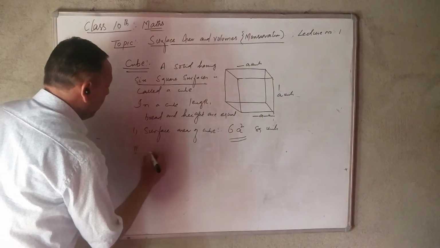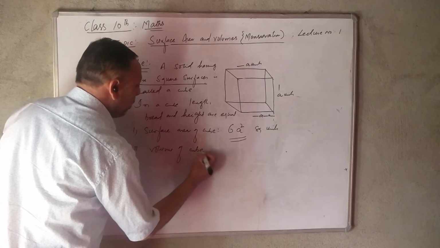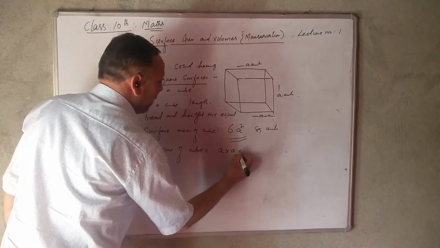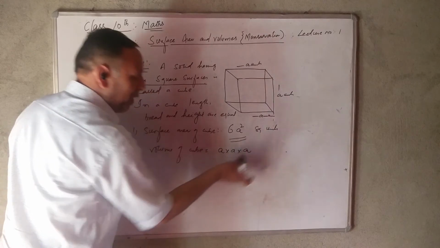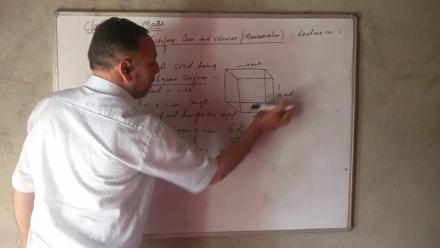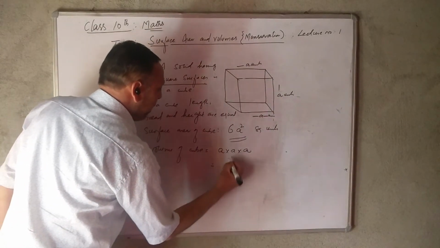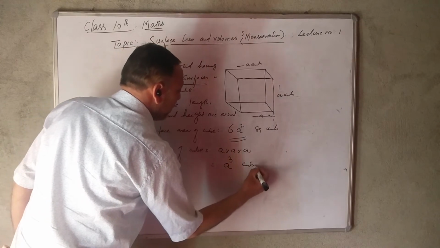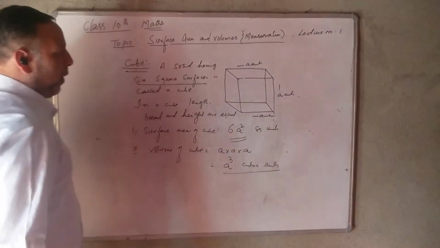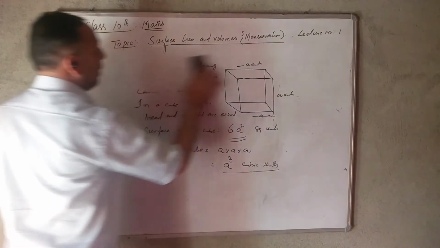Second, volume of cube is length into breadth into height. Since length, breadth and height are equal, and we have assumed that length is A, breadth is A, and height is A, that means A into A into A is A cube, cubic units. Next, let's move to cylinder.